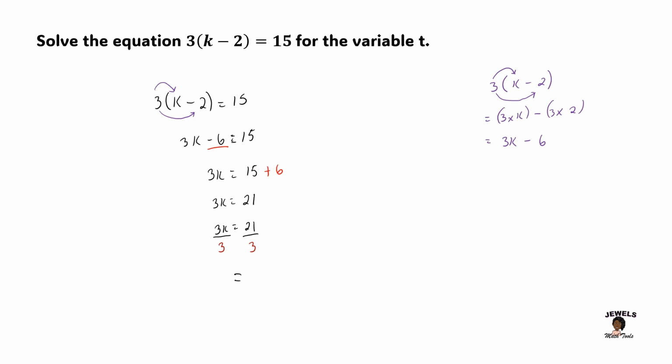So let's begin our division. We will be dividing 3 into 3, which will equal 1. So that means that we have 1k, which is the same thing as just writing k. And now we're going to be dividing our 3 into 21, which will equal 7. So for this equation, we see that our k is equal to 7.